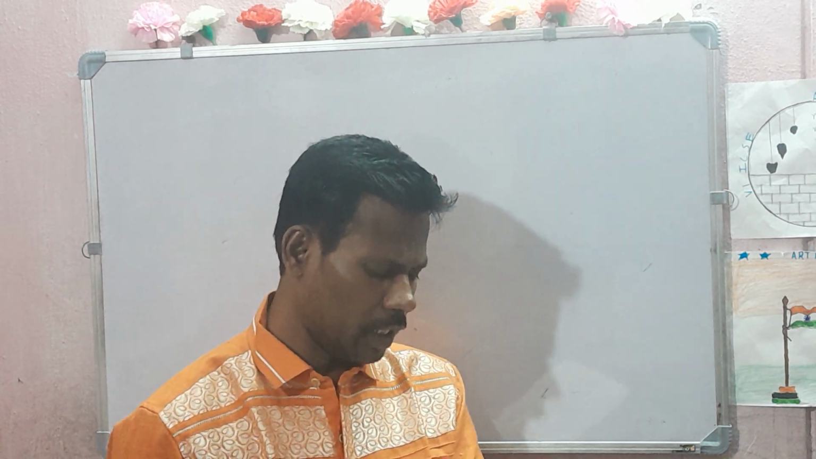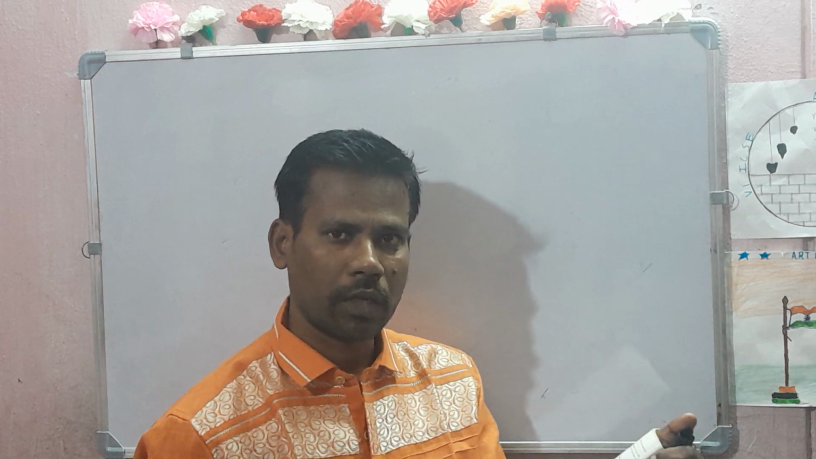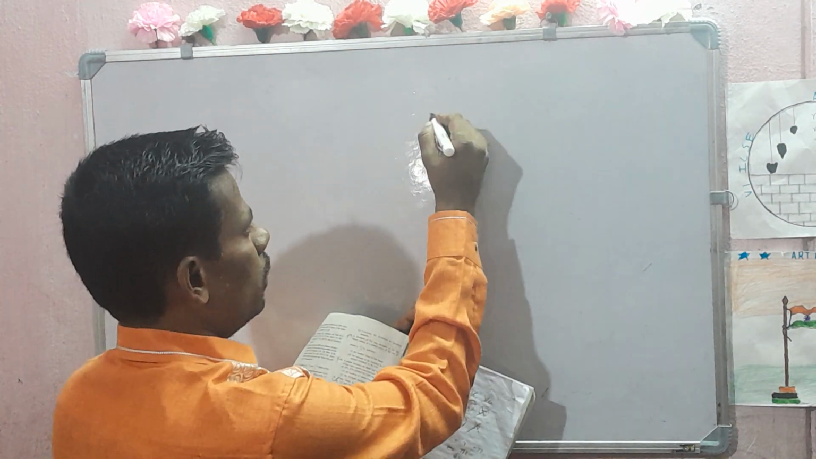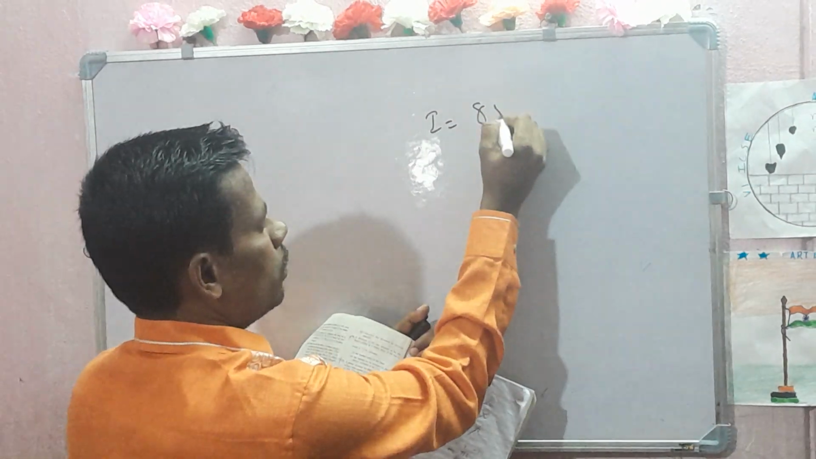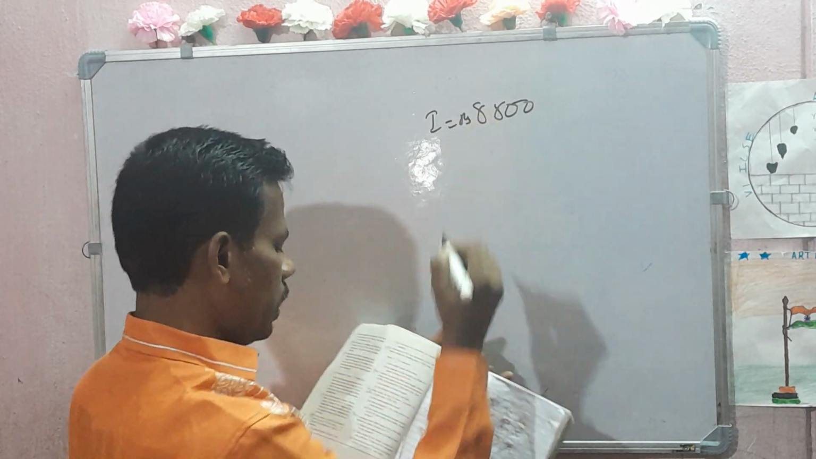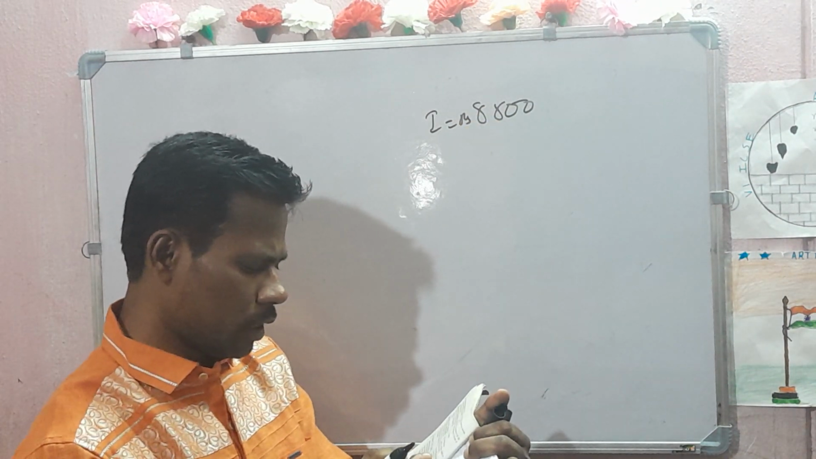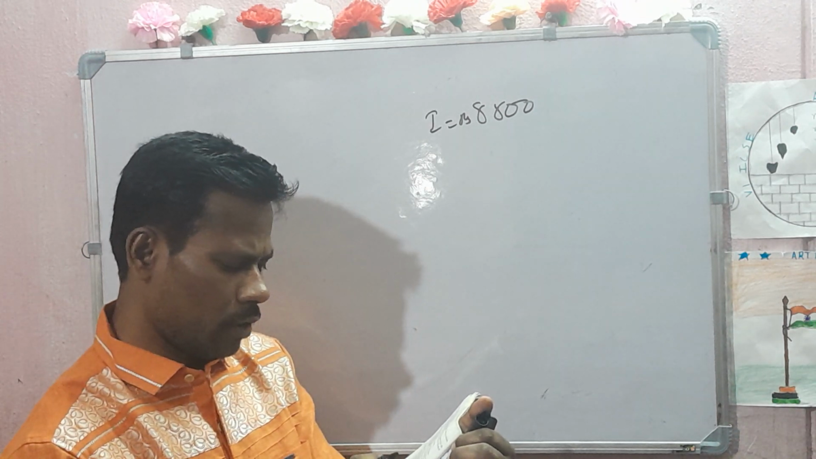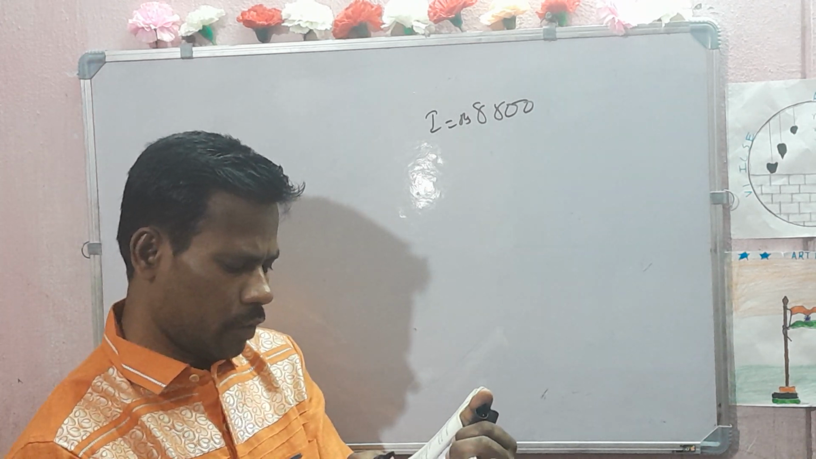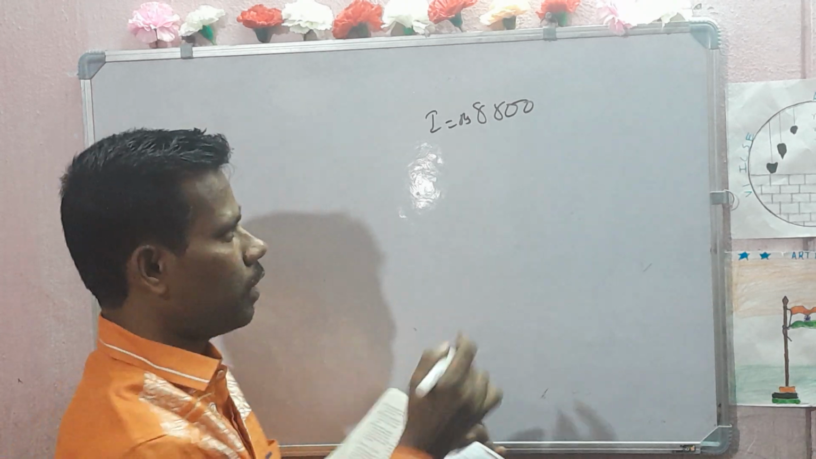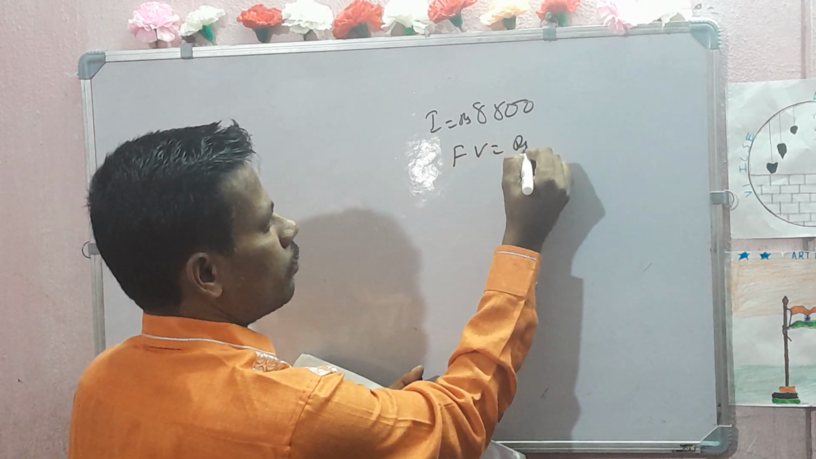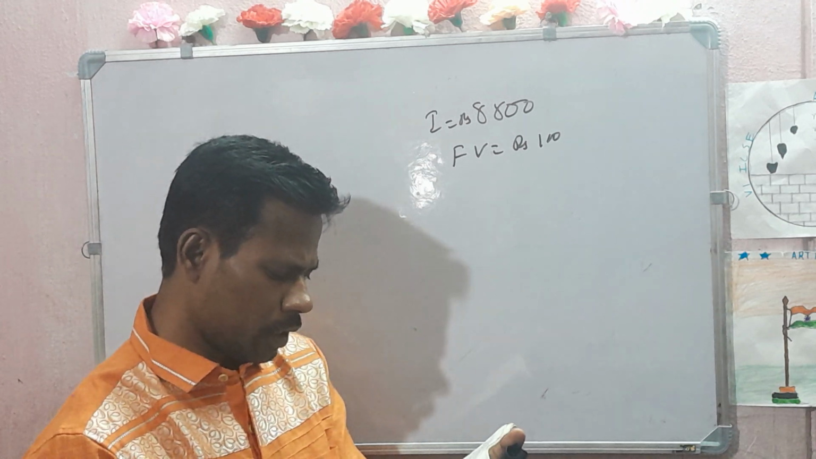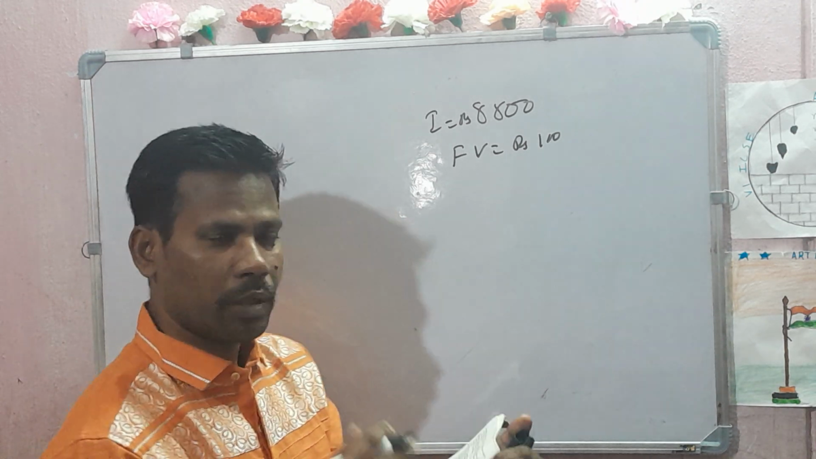A person invested, once again, let me write all the given conditions in the problem. A person invested how much? 8,800. Investment is equal to 8,800, right? And bought the shares of face value. Face value is 100, rupees 100, and bought the shares at a premium of 10%.